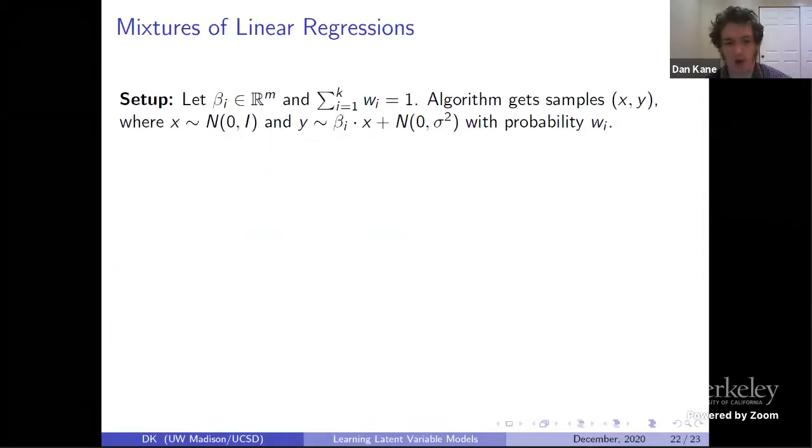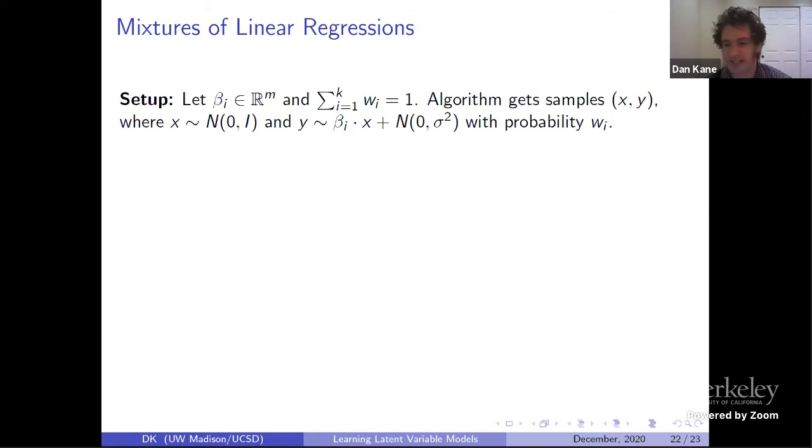The other problem I'd like to talk about is mixtures of linear regressions. So here what you have is some beta i's in R^m and some weights that add up to 1. The algorithm gets samples x, y, where x is a standard Gaussian. And what you do is you randomly pick one of the betas according to this distribution, and then you set y equal to beta i dot x plus some noise.